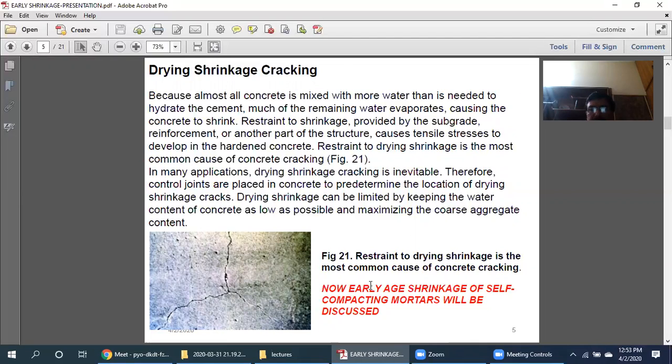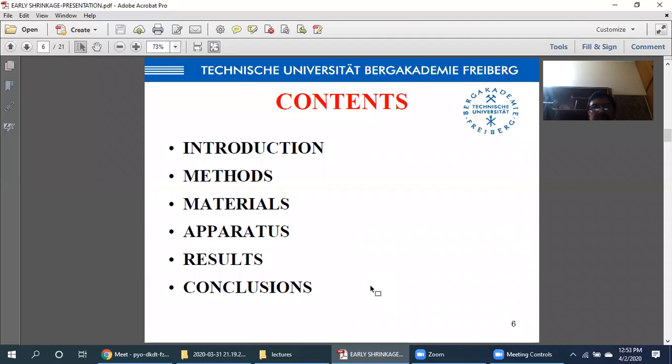Now we will discuss early age shrinkage of self-compacting mortars, which are very common these days in different types of structures. Because mortars also contain aggregates, though fine aggregates, you should expect that self-compacting concrete will have lesser early shrinkage than self-compacting mortars due to inclusion of coarse aggregates.